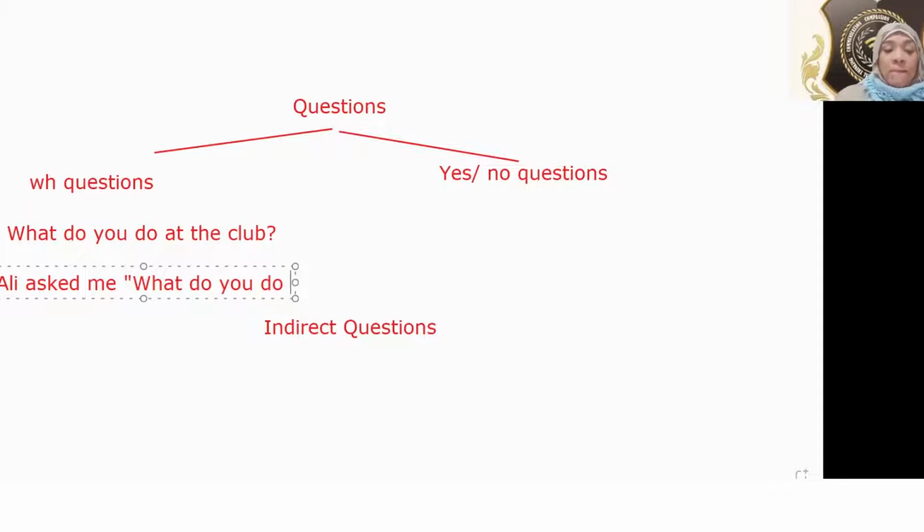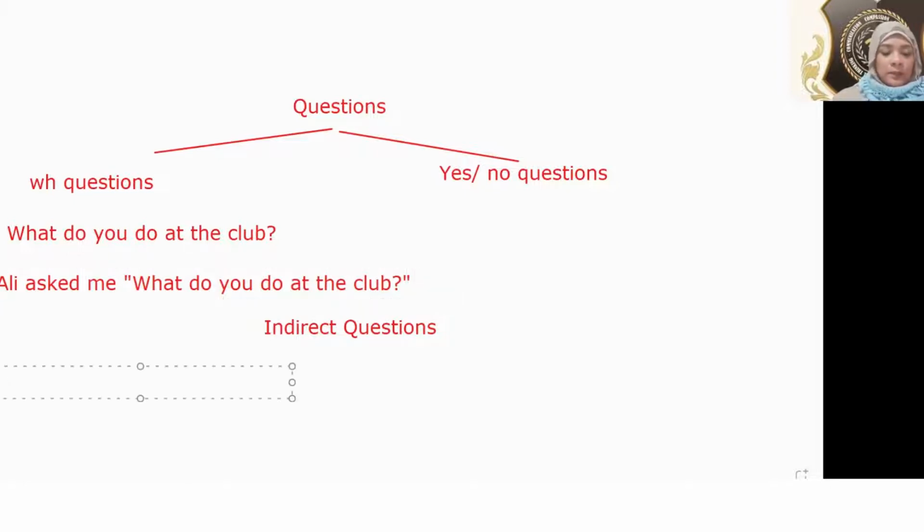Here we imagine that Ali is standing in front of you and asking you this question between the speech marks. So Ali is speaking. Let's change it into an indirect question. Now I'm not in front of Ali. I will go to Hussam, for example. Imagine that there is another person with me, and Ali is not in front of me right now. So I'm telling Hussam about Ali's question. This is the indirect question.